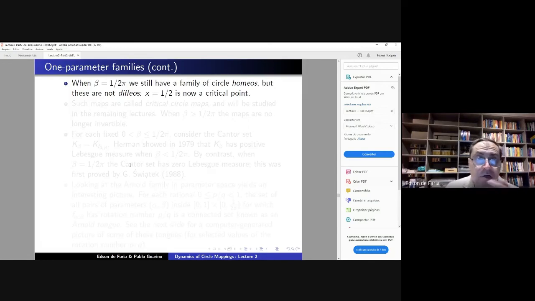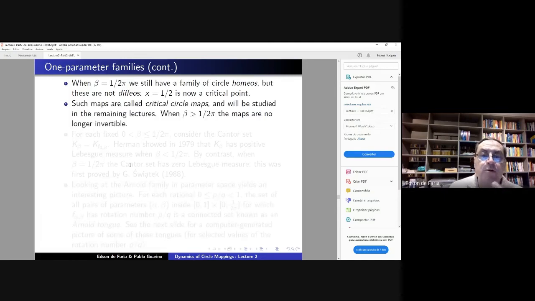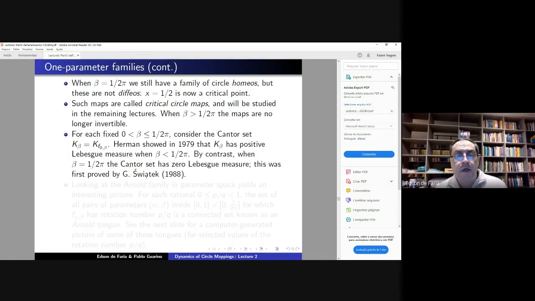All right, so this is the comment I made before, that when you get to beta equal to 1 over 2 pi, you have a critical point. So these maps are called critical circle maps. When beta goes beyond 1 over 2 pi, the maps are no longer invertible, and we're not going to talk about them in this course. And of course, for each fixed beta, you can consider the Cantor set that we defined previously. And it's a theorem proved by Herman in 1979 that these Cantor sets have positive Lebesgue measure when beta is less than 1 over 2 pi.